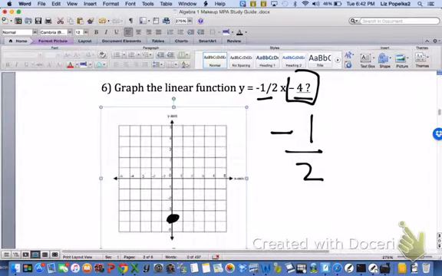So from this point, I'm going to count down 1, and then I'm going to move over to the right 2 places. Now I've run out of graph, so instead I'm going to do the opposite and go up. And from here I'm going to go up and then over. So that now I have myself a graph of negative 1/2 x minus 4.